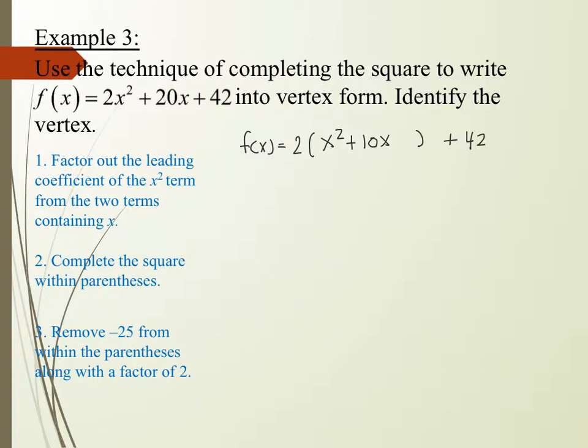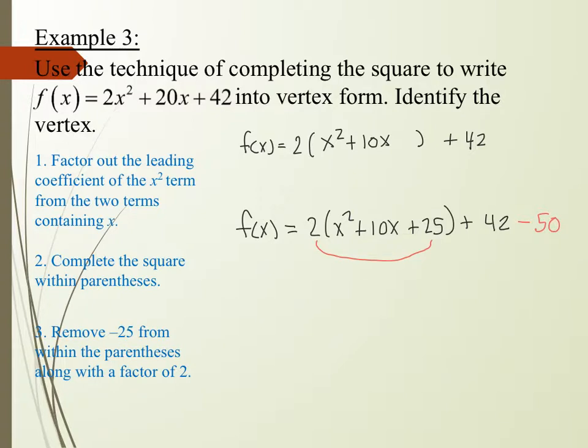Our second step is to actually complete the square inside the parentheses. So we have x² + 10x, take half of 10 and square it, which is plus 25. Oh, but now what do I have to do? Well, here's the step. Because we have a 2 out front and we added 25 inside, we had to multiply it by 2. We've added 50 to this side of the equation. So we have to subtract 50 out.